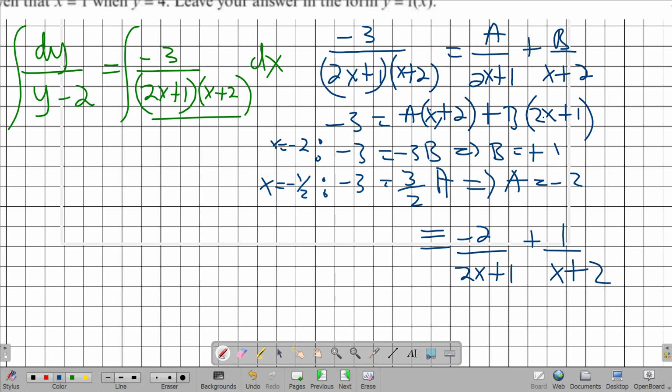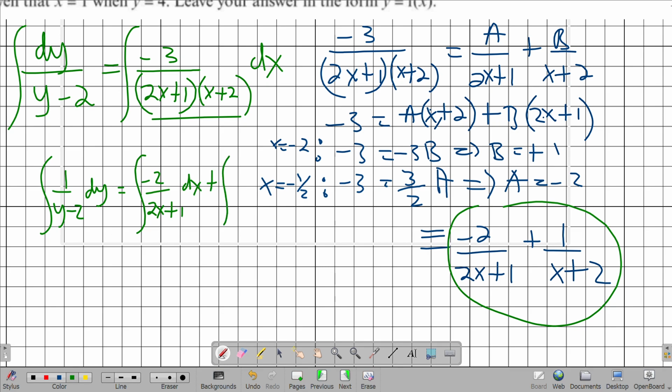So we're going to come back to the integral sign. We say this is equal to the integral of 1 over y minus 2 dy. I would rather just say this: instead of putting this here, I'll put this whole part here. So I'm going to say this is equal to the integral of minus 2 over 2x plus 1 dx plus the integral of 1 over x plus 2 dx.